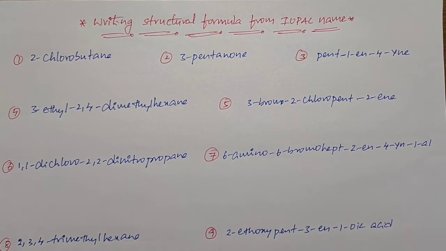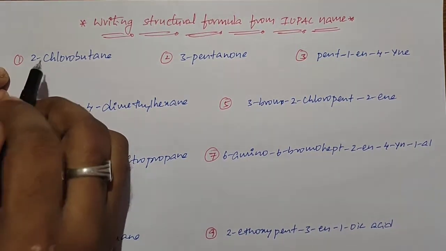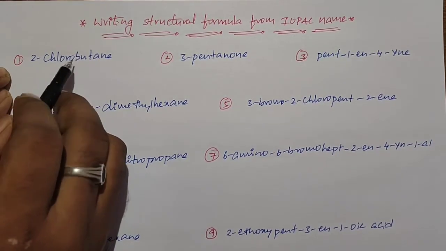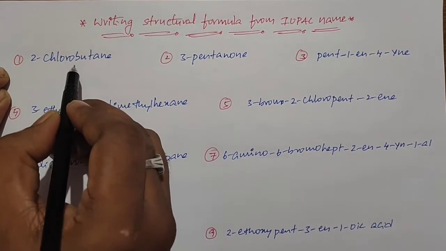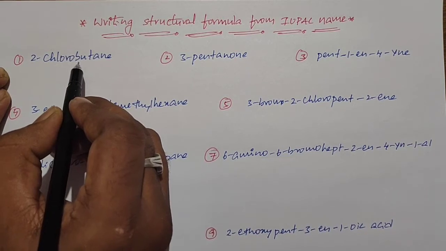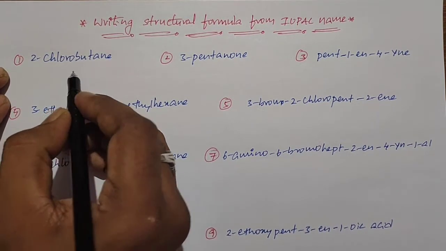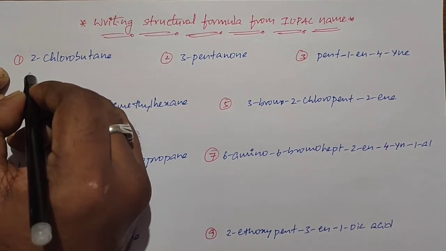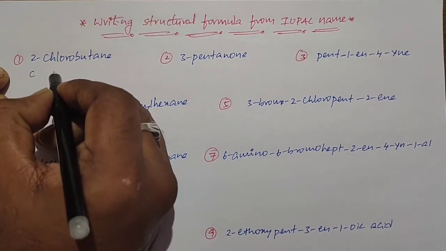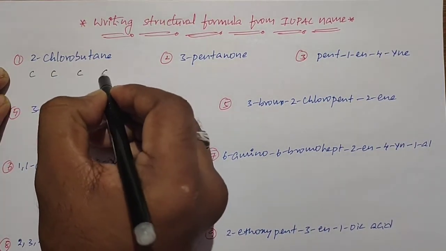I think you may have some confusion, so to get clarity, we will go through the examples. This is the first example: 2-chlorobutane. Here, but represents 4 carbon atoms. So first I take the 4 carbons in a straight chain.